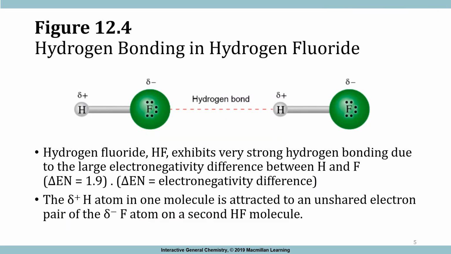Figure 12.4 shows hydrogen fluoride. The fluorine is a lot smaller than the chlorine and it is very electronegative. So that very electronegative fluorine atom is going to be attracted to the positive hydrogen atom. That electronegativity difference is going to be around 1.9. And so it's still a dipole-dipole attraction, but since it's much stronger, that is why we say it's hydrogen bonding.